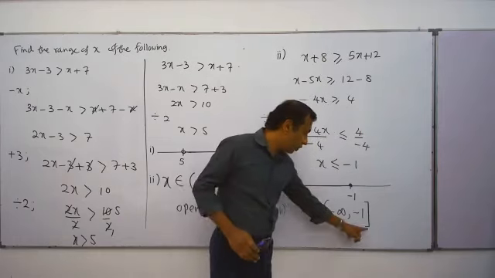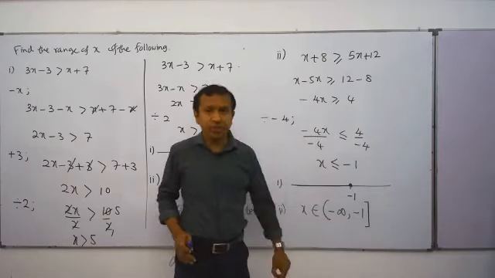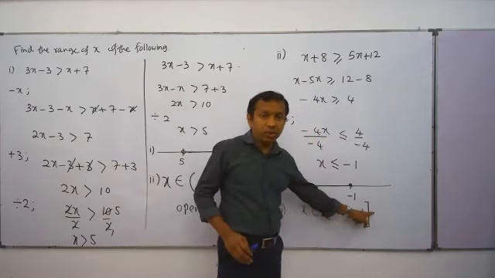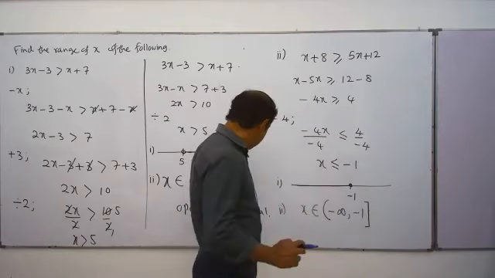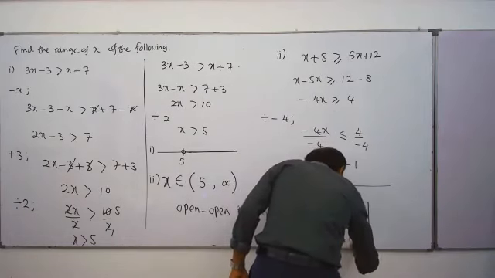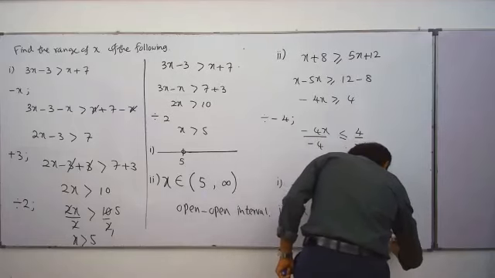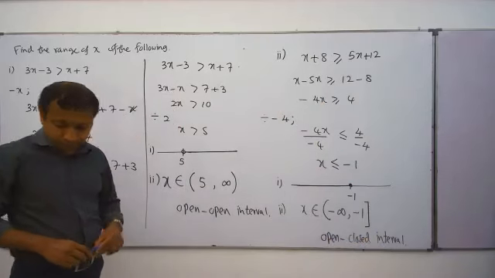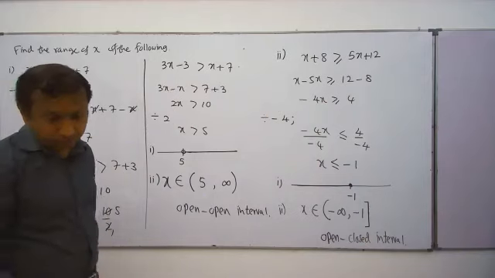This is known as closed. This is open. Then this is open closed. This square bracket says the figure next to the square bracket is included in our region. Right? This is called an open closed interval. Open closed interval is this.